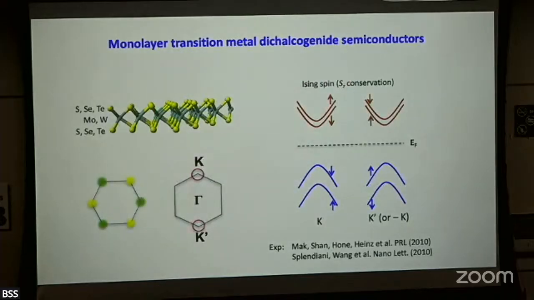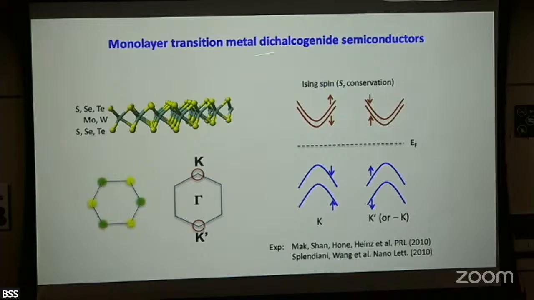So if you look at their structure, in the middle you have metal, molybdenum or tungsten, and at the top and the bottom you have the chalcogen atoms. If you look down from the top, it's just like boron nitride. The A and B sublattices are occupied by different elements, so one is a metal, and the other is two chalcogen atoms on top of each other.